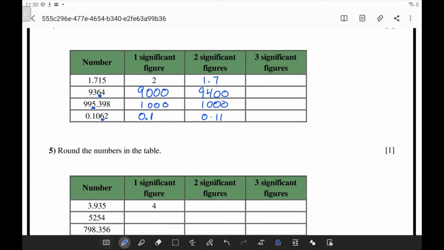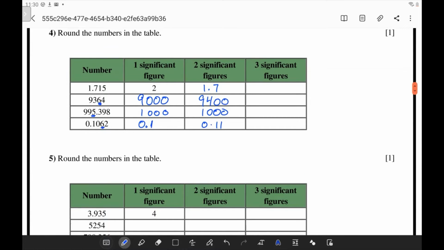Do you understand? Yes, sir. All right, let's try the three significant figures. Go ahead. What's the first one? Three significant figures, it should be 1.72. For the three significant figures, it's supposed to be what? This one.